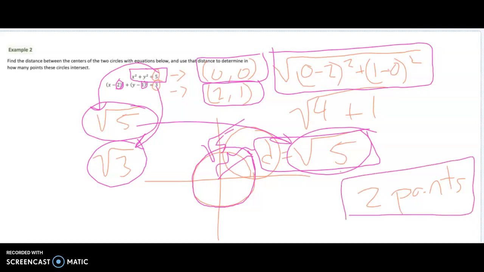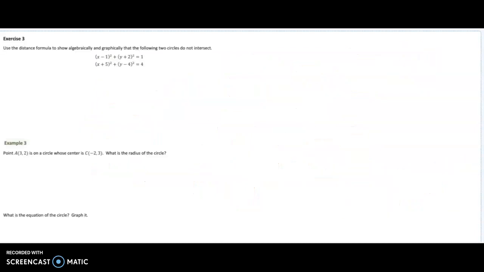And we're not concerned right now with it. I bet you we are on this one though, where it's actually touching. Use a distance formula to show algebraically and graphically that the following 2 circles do not intersect. So this is going to be a 0 solution, no solution here. So let's look at it.